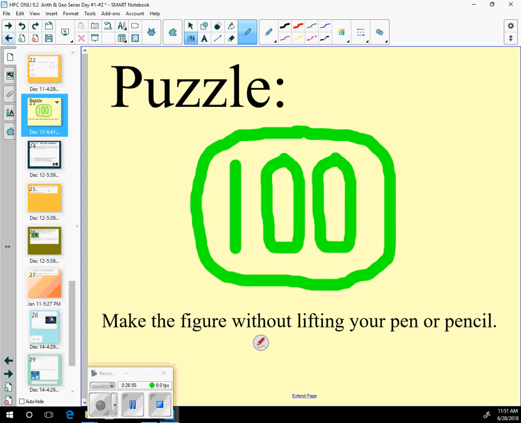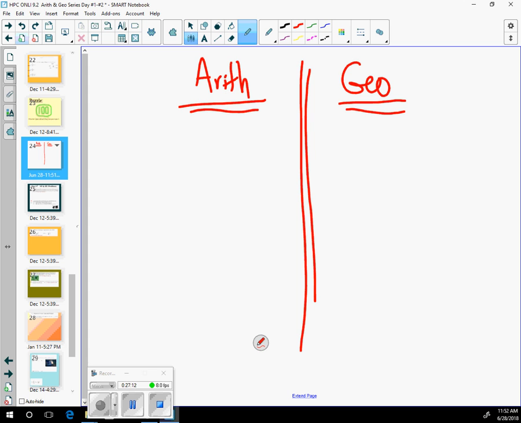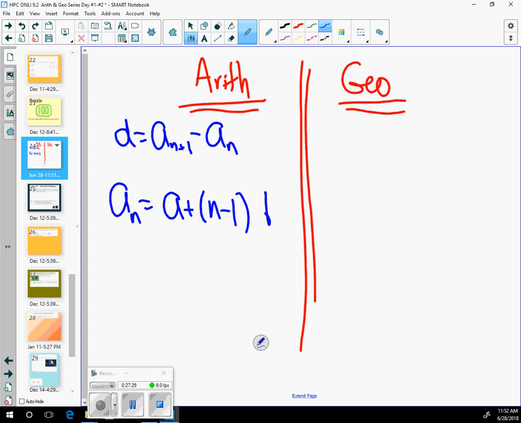All right. So one last time, and then I'll stop. I know this is a long video. I don't like to do long videos. But you have arithmetic, and you have geometric. Okay? 3 formulas here. You have the common difference is a of n plus 1 minus a of n. You have the nth term is going to be the first term plus n minus 1 times d.